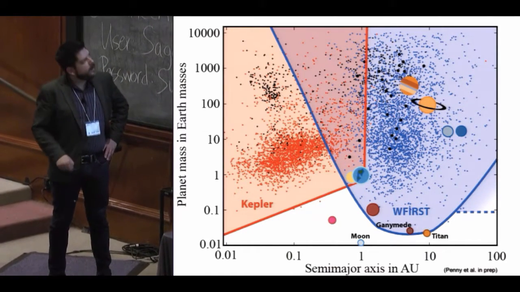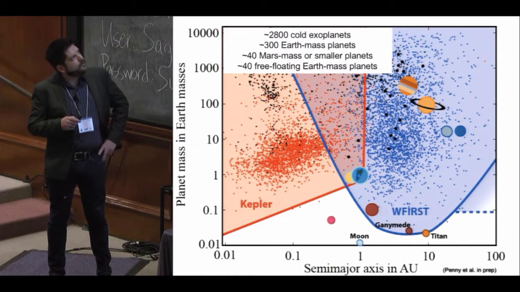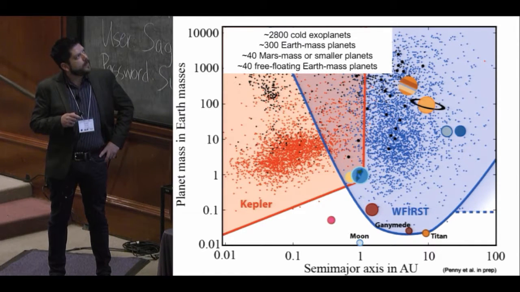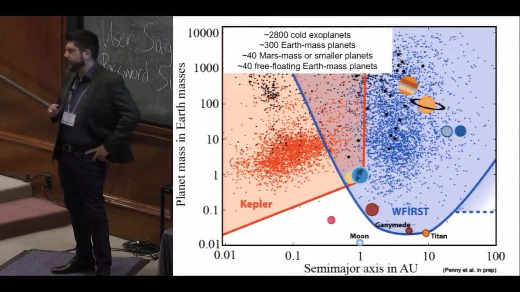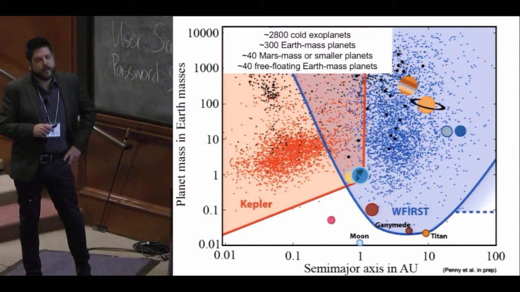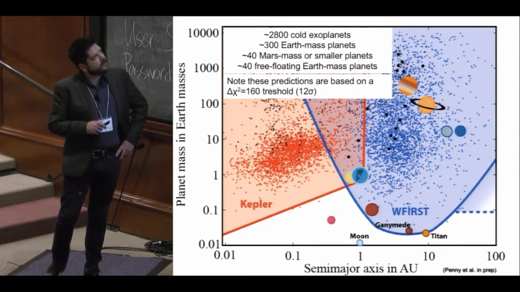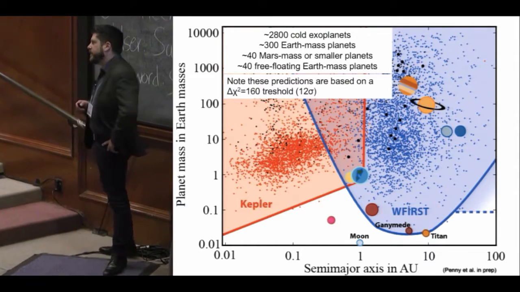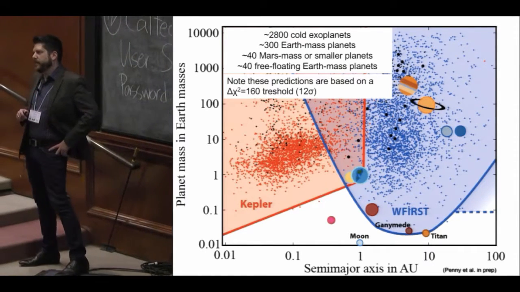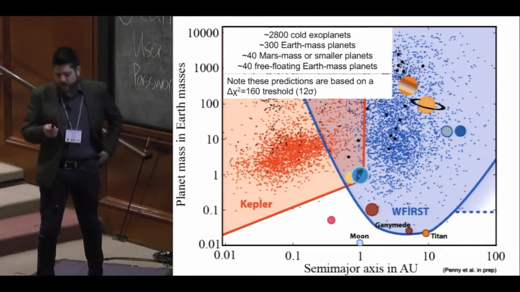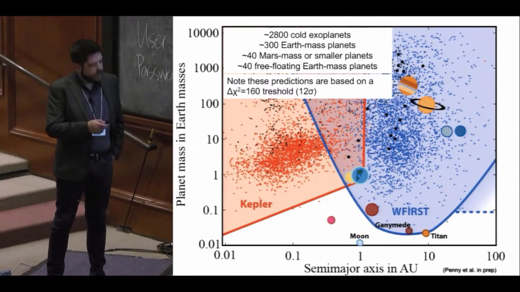So what do we expect to find? Roughly 3,000 cold-bound exoplanets. 300 of those should have the mass of the Earth. 40 of them should have the mass of Mars or smaller. And then we expect roughly 40 free-floating Earth mass planet detections if there's 1 such Earth mass planet per star, which is probably conservative. I want to note that all of these predictions are based on a chi-squared threshold of 160. So that's 12 sigma. This is quite a bit higher than is required by any kind of Gaussian white noise that you might expect. Okay, I'll talk a little bit about that in a second.